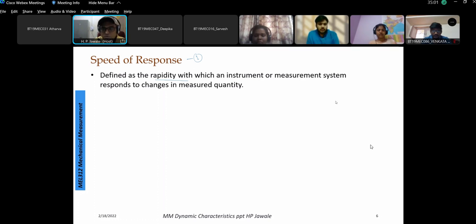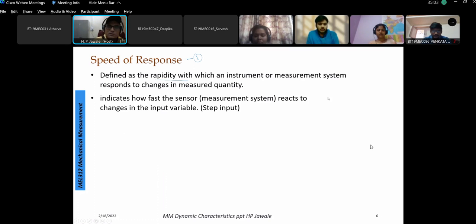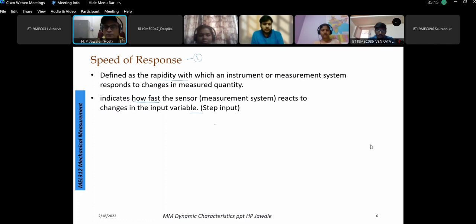Right. So then it gives the way how quick it is going to respond, say how fast the sensor or component of the measurement system reacts to the change in the input variable.